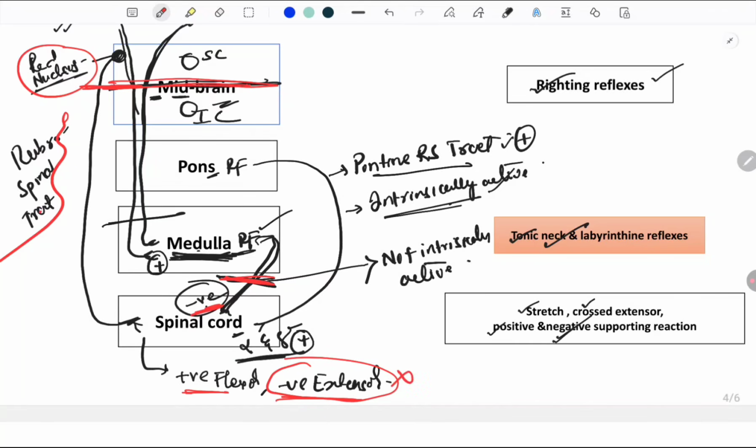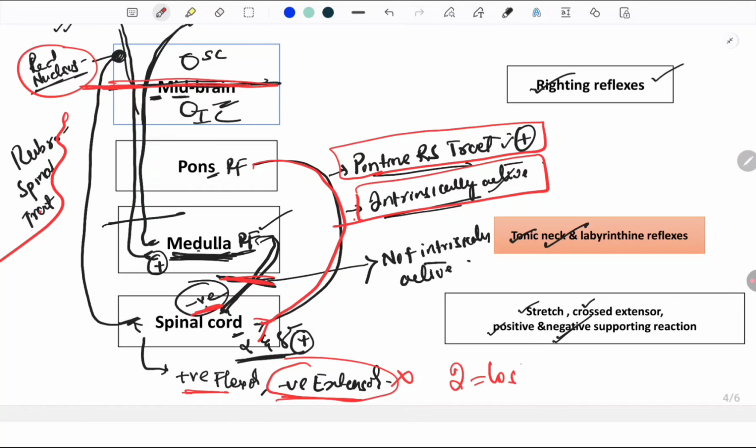Now at the same time, what we are supposed to remember, this is the most interesting part, is that the pontine reticulospinal tract remains intact here, and it is also intrinsically active. So it continues to send the facilitatory impulses to the alpha and the gamma motor neurons. Thus the inhibitory influence is lost, whereas the facilitatory influence is remaining unopposed. That's the word you are supposed to use in your exams also. Inhibitory influence is lost, the facilitatory influence is remaining unopposed.